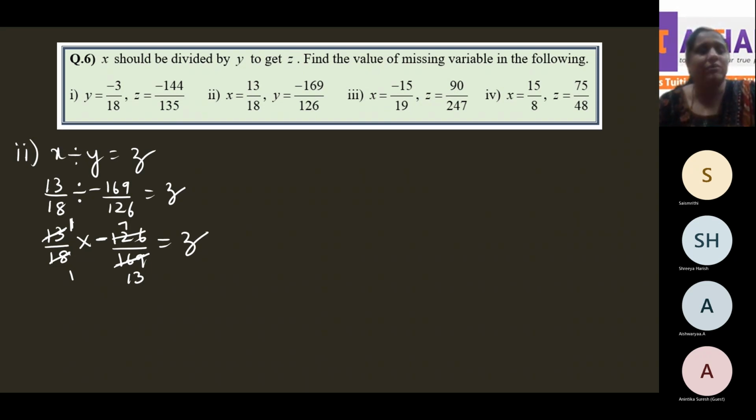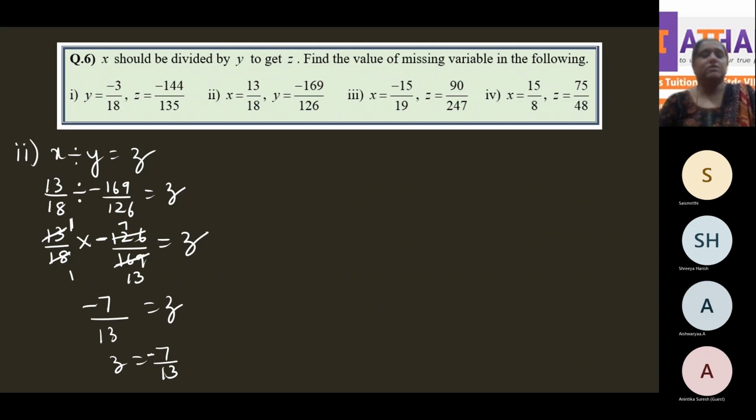So now when you multiply 1 into minus 7, you have 1 and minus 7 as the numerator. So 1 into minus 7 is minus 7. And the denominator, we have 1 into 13. 1 into 13 is 13. So Z is equal to minus 7 by 13. This is the answer for the second one. Very good.